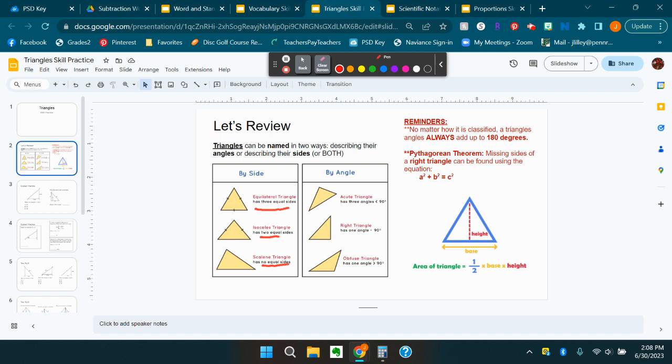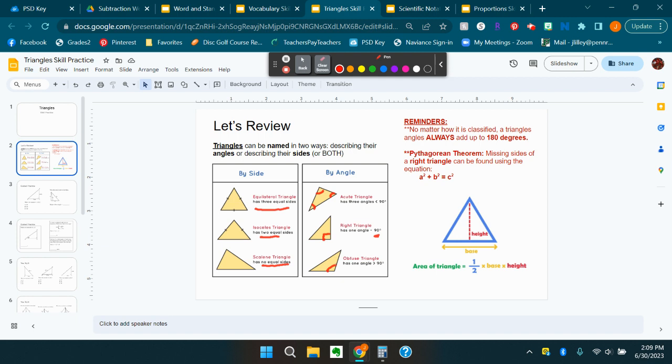The more common way you're going to see it is by naming triangles by their angles. An acute triangle has three angles that are less than 90 degrees. It's all made up of cute little angles. That's how I remember it. A right triangle has one angle that is exactly 90 degrees, and we use a little box symbol in the corner to show that. It is 90 degrees exactly, and that's really important to remember. And then the last one is an obtuse triangle, where one of the angles is bigger than 90 degrees.